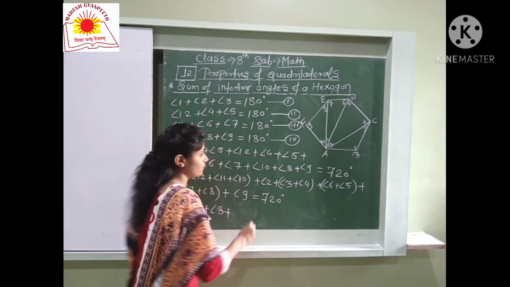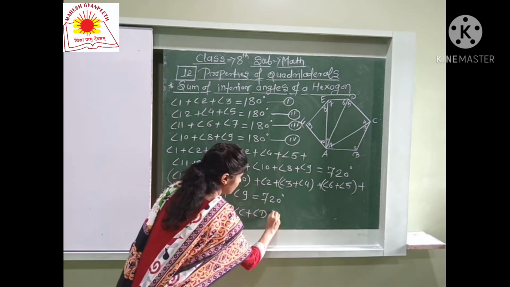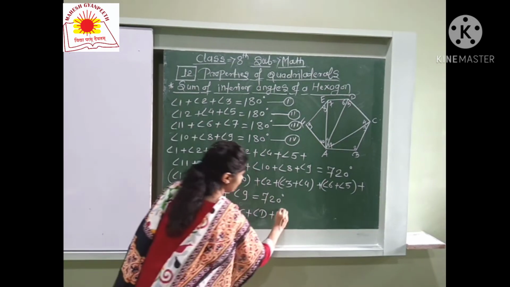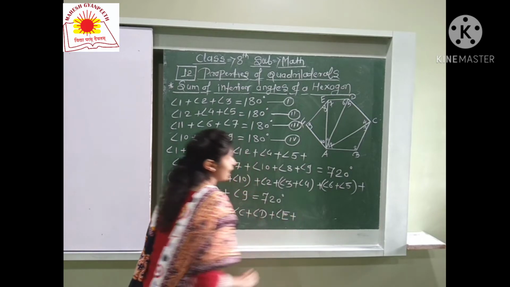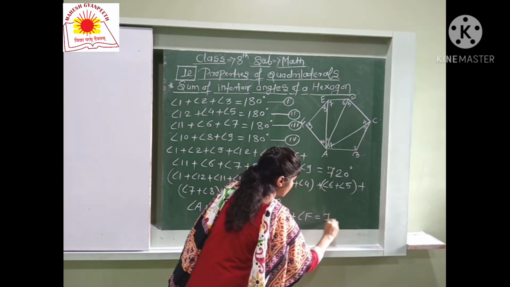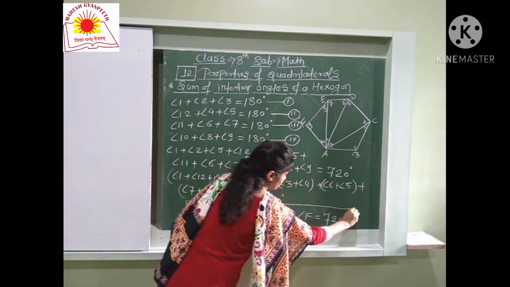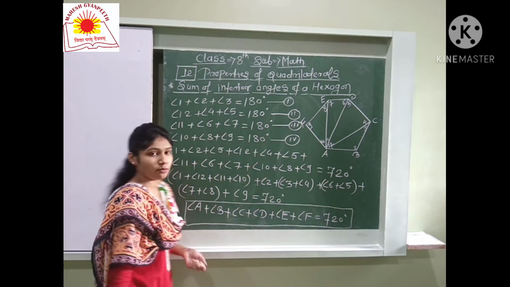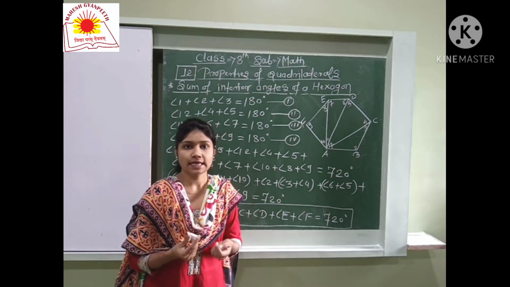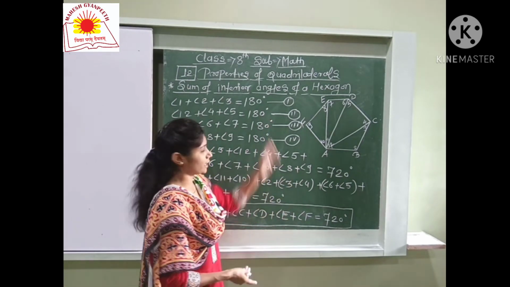Then angle 3 and angle 4, it's angle C. Then after that the angle D plus angle 7 plus angle 8 is what? Angle E. And the last one, angle 9, is what? Angle F. The sum is what? 720. Okay, so what do you get here? The sum of the interior angles of a hexagon. It is 720. It is the proof of this statement. Understand, children?